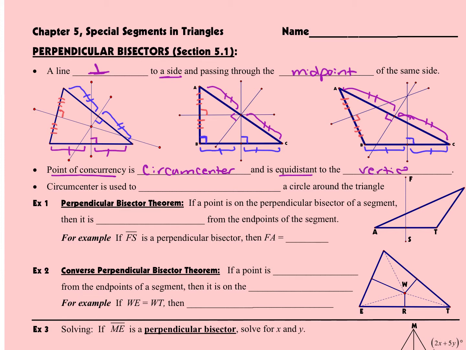of the triangle. Now, we're going to use that circumcenter to circumscribe a circle around the triangle. Now, we're going to do this in class, but this will be the center of a circle, and each of the vertices of the triangle will be on the circle itself. We're not going to do that right now. We'll do it in class together.